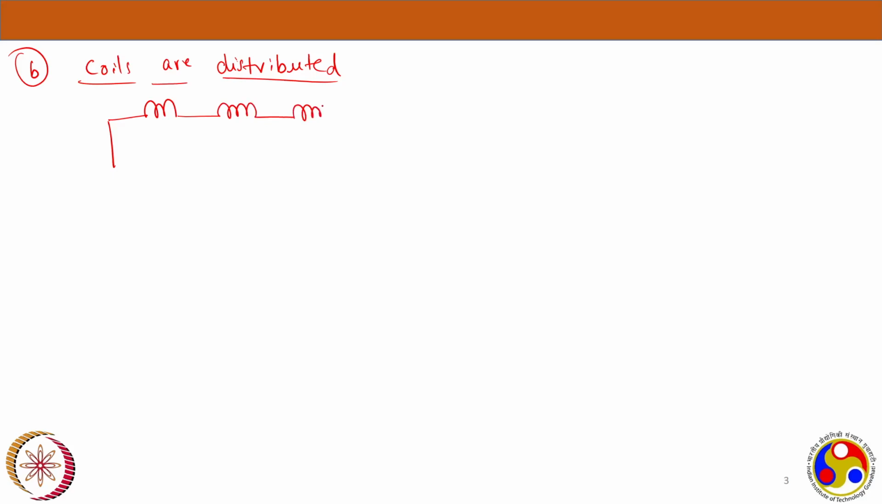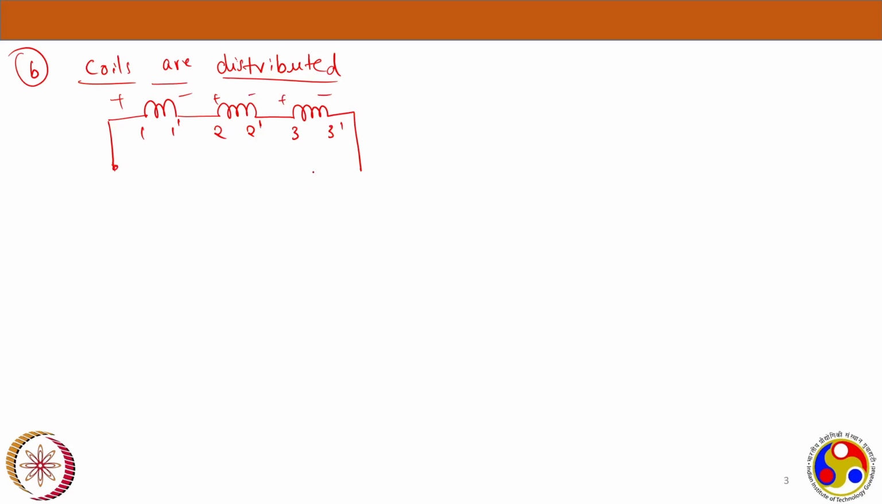Now let me take case B, when coils are distributed. When I say the coils are distributed, of course these coils are series connected. I just placed them in different slots. This is how the connections are being made. I'm just showing the overall circuit: 1 1 dash, and then we have 2 2 dash, and 3 3 dash, and there is some plus minus voltage here, plus minus voltage here, plus minus voltage here.